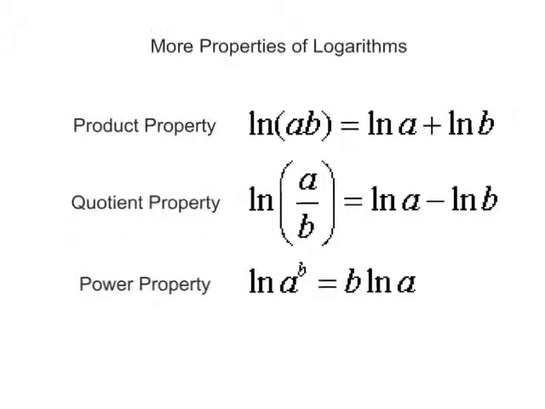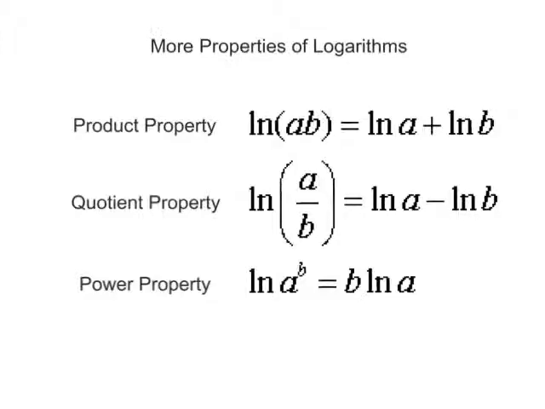And then for the quotient property, very similar. Natural log of a quotient, a over b, is equal to the natural log of the numerator minus the natural log of the denominator. Now these two can be combined and can actually be done at the same time as you're working through the problem, and I'll show you a little bit more about that when we look at a couple problems, okay?